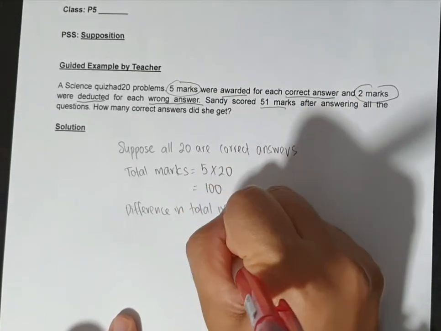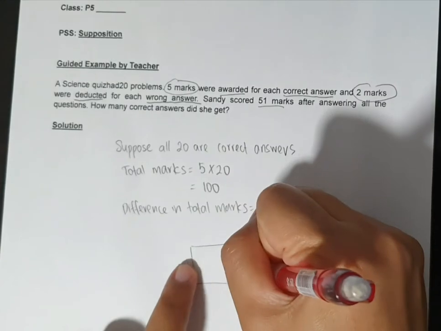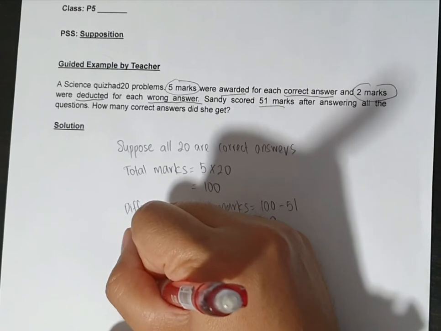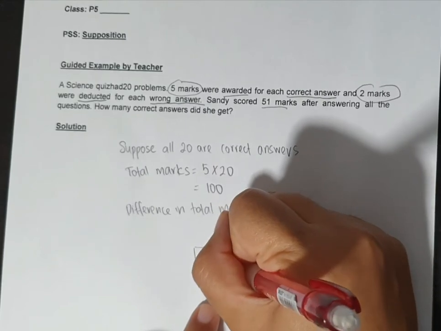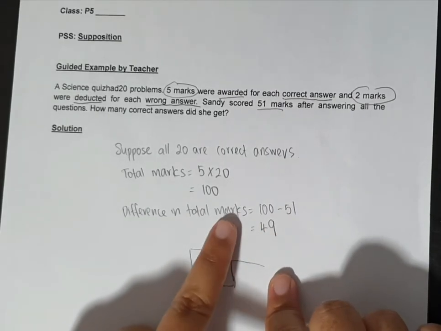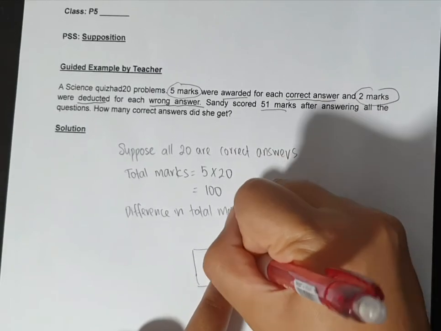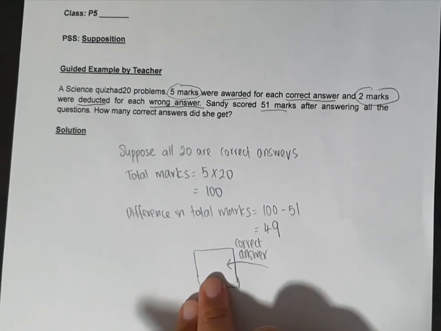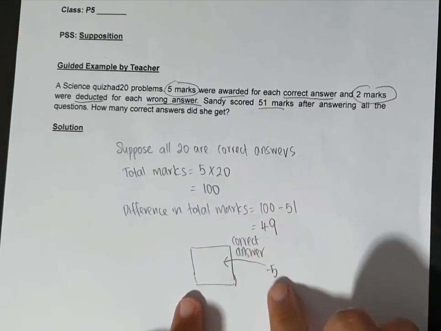If you recall, there's actually this box. This is a box where every time we put in something, we have to change it to the other scenario, right? So what happened here is, initially I have 100 marks. Now I need to change it to 51 marks, which is a drop of 49, correct? So I'm going to put a correct answer inside this box. I'm going to return the correct answer. When I return the correct answer, I need to take away the 5 marks. So minus 5 marks.